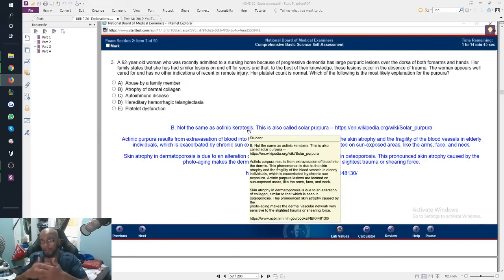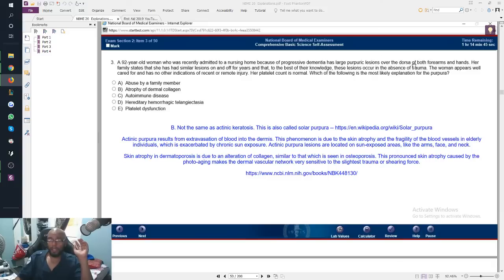But she has large purpuric lesions on the dorsa of her forearms and hands. And that's usually a giveaway that must be sun-exposed skin. The dorsum of your hands is where the sunlight usually hits, not the underside of it. And they didn't say the forehead or anything, but if they had mentioned the forehead and the face also, then that would further give away that it's sun-exposed skin.